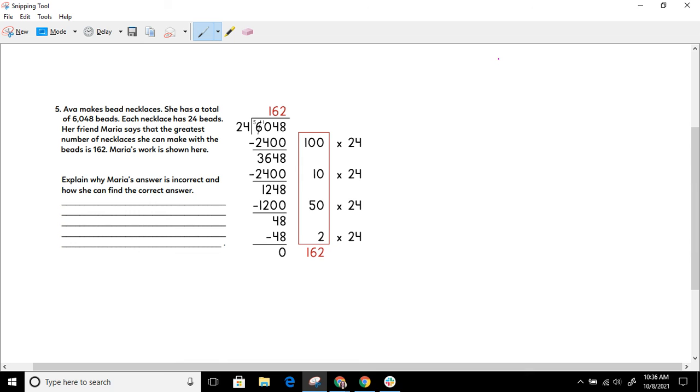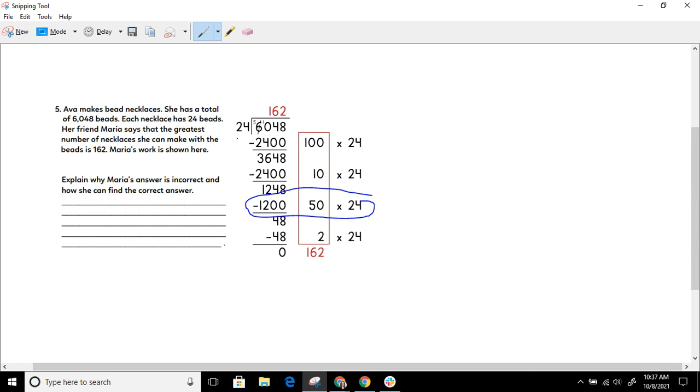You solve this problem of 6,048 divided by 24. You solve that problem using partial quotients like I've showed you. And then compare what you do to what she got. I will give you a hint though. I will show you where her mistake is, but you'll have to figure out what the mistake actually is. Like, I'll show you where about it is, but you have to figure out how to fix it. So I'll tell you the mistake is right around here.